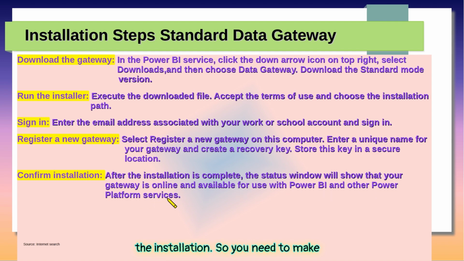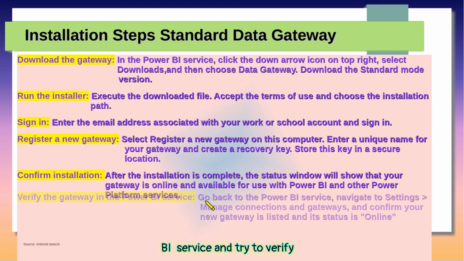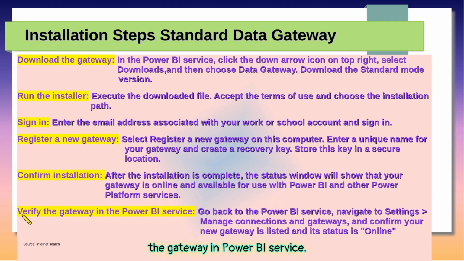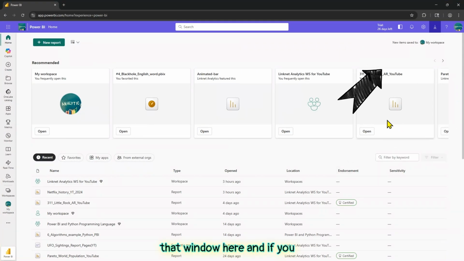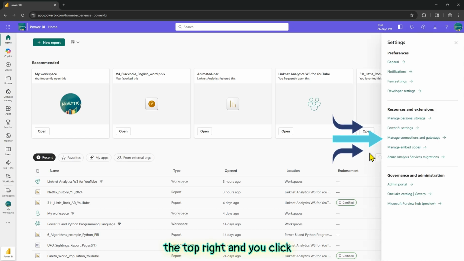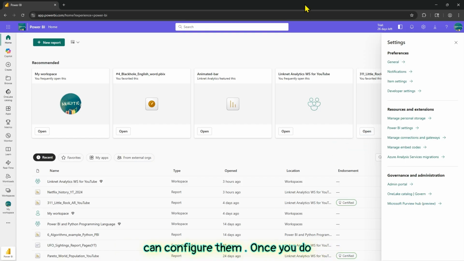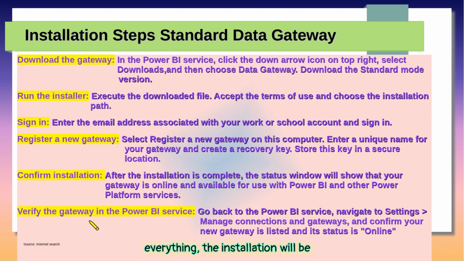So you need to make sure that you go back to Power BI service and try to verify the gateway in Power BI service. So you can go to settings as shown here. Let me pull that window here, and if you click on the gear icon on the top right and you click on manage connections and gateways, you can configure them. So once you do everything, the installation will be completed and you can start using the data gateway.